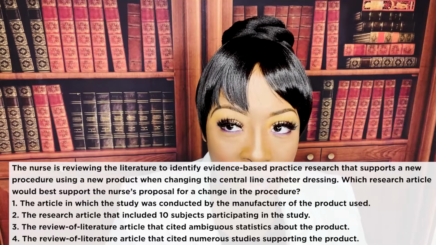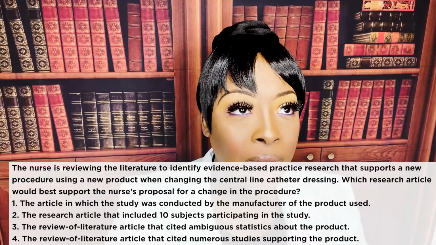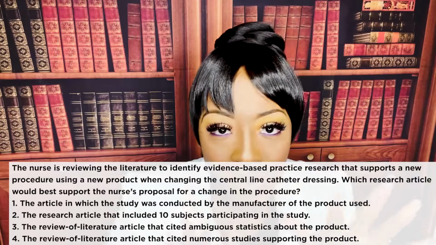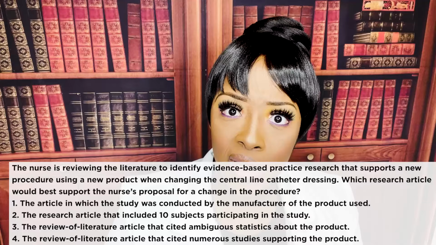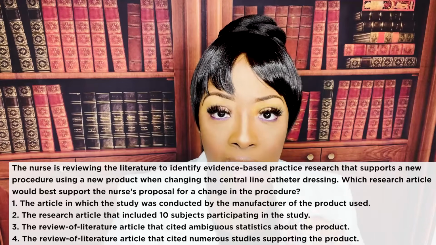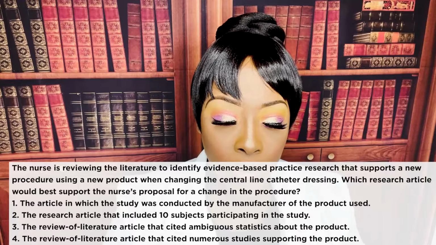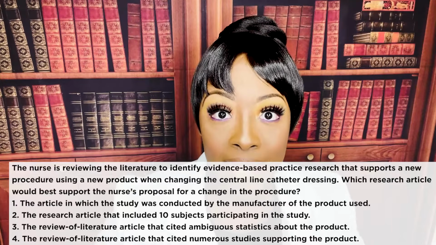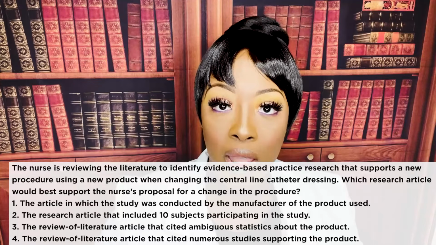You know what ambiguous means? That means not detailed, not defined, ambiguous. So it's kind of like a gray area. Absolutely not. We want things that are black and white, right? Things that are clear and clear cut. So number 4 is the correct answer. You have many different studies that are independent that support the product.